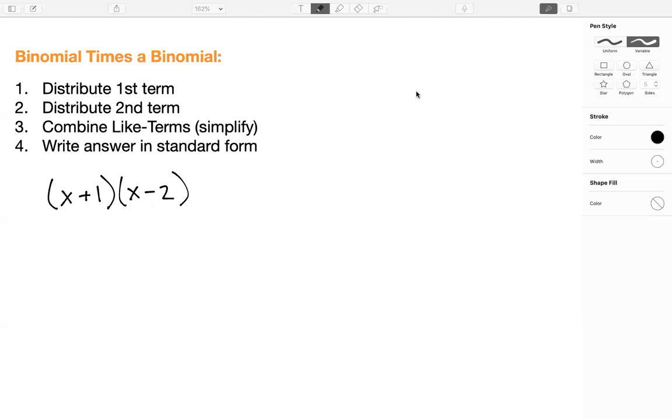Welcome to part 2 of week 8 notes. And now we're going to learn how to multiply a binomial times a binomial, just like this.